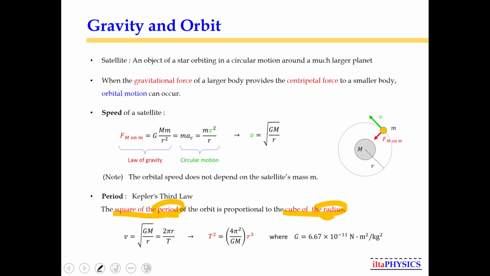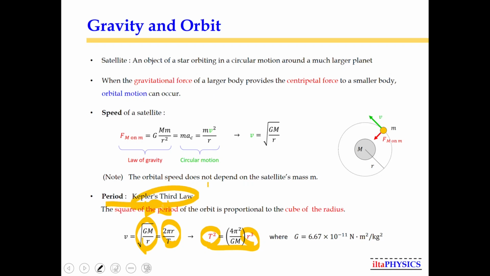The speed of circular motion is equal to the distance traveled in one full orbit, which is the circumference, divided by the period, which is the time it takes to complete one full revolution. Now, if we substitute this into our previous speed formula and rearrange it, the period squared becomes proportional to the radius cubed. This relationship, known as Kepler's third law, often appears as a common problem type in satellite orbital motion.